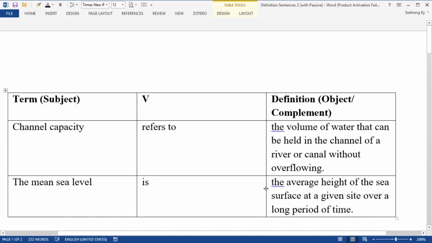Please note as well that we need to make the verb agree with the subject. The subject is singular, as you can see. The verb is singular, with s. I would call this a simple definition sentence. It is simple to understand. It is also simple to recognize.